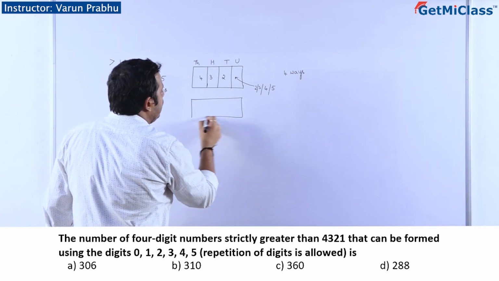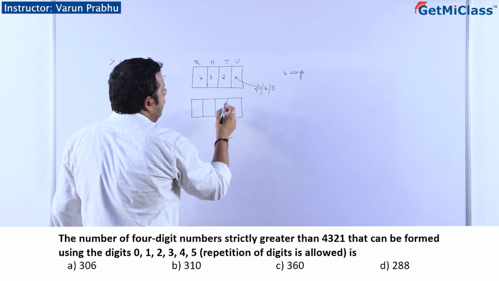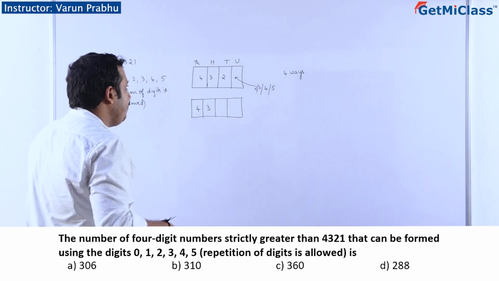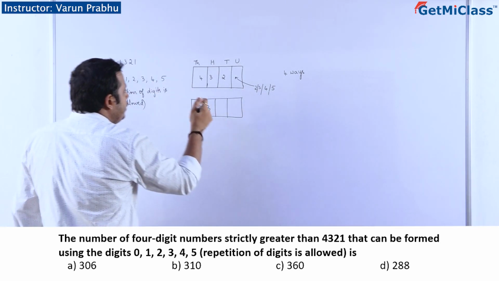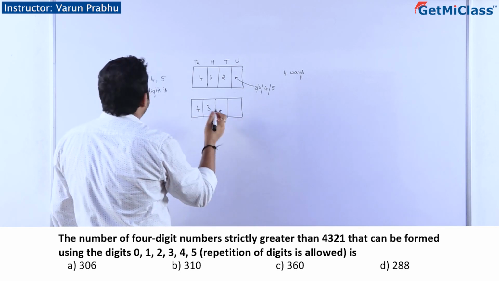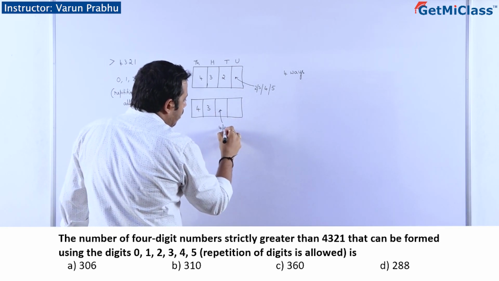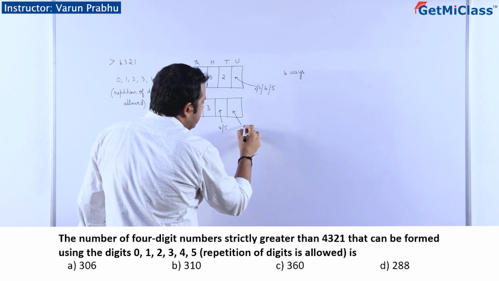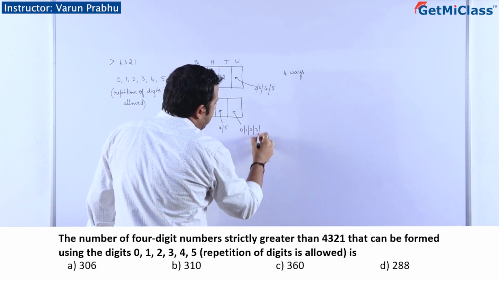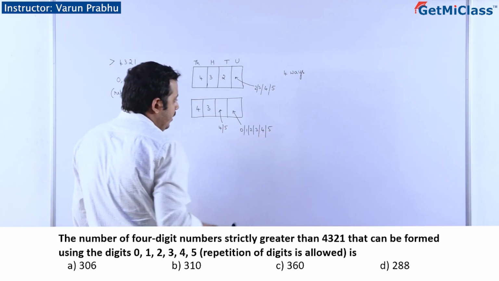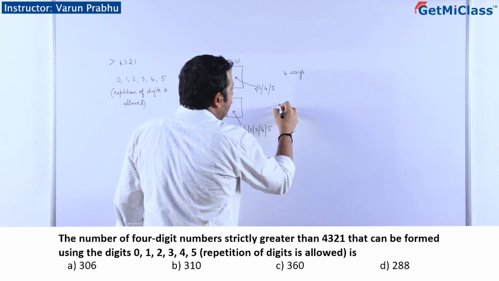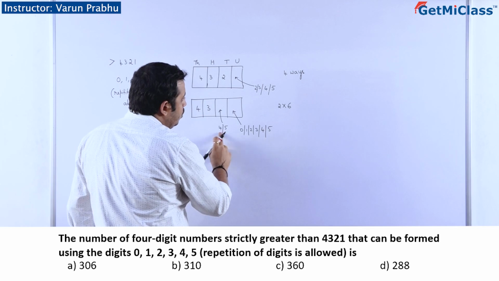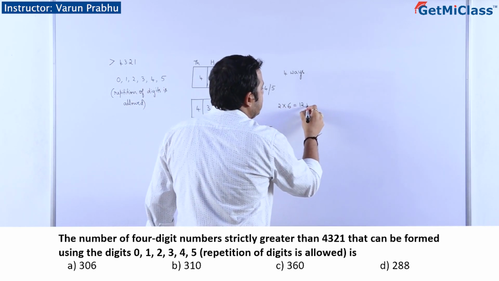Similarly, if I am concentrating on the next two numbers, 1, 2, 3, 4, these two boxes I'll leave like this, 4, 3. If the number should be bigger than 4321, it can be 4 or 5 here, and here it can be any number, which means 0, 1, 2, 3, 4 or 5. So here the number of ways is 2 into 6, that is 12 ways.